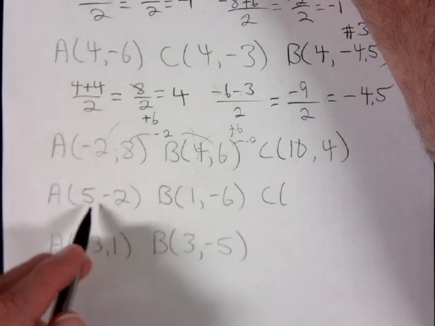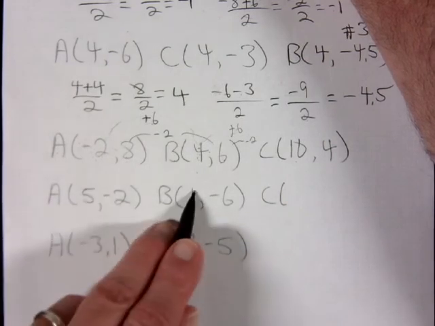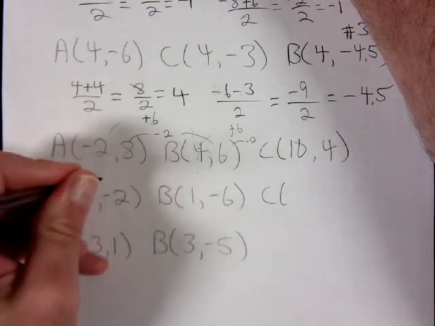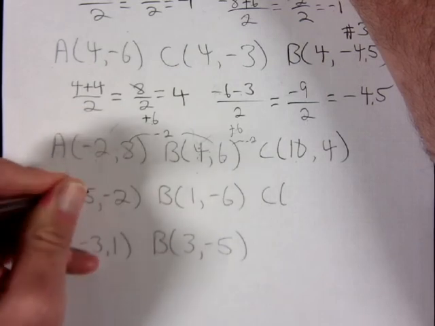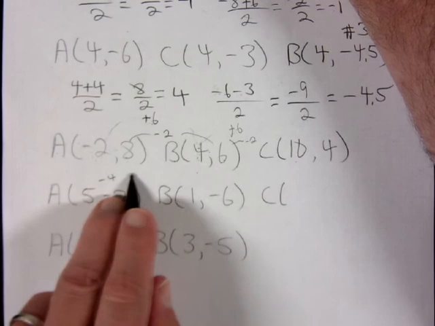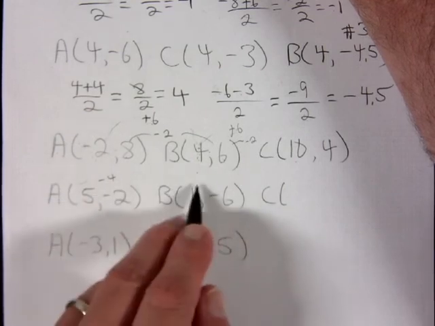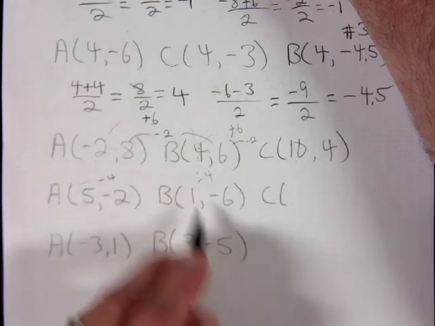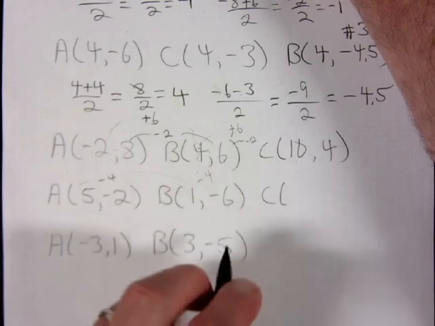All right, so let's look at the x's. From 5 to 1 is down by 4 because 5 minus 4 is equal to 1. So if you have to subtract 4 to get to the middle, then you need to subtract another 4 to get to the other end. 1 minus another 4 is -3.